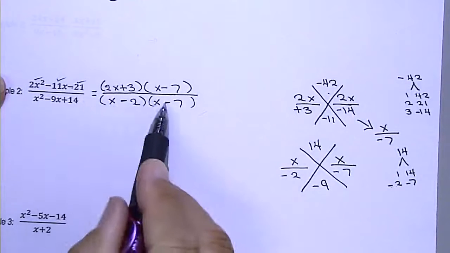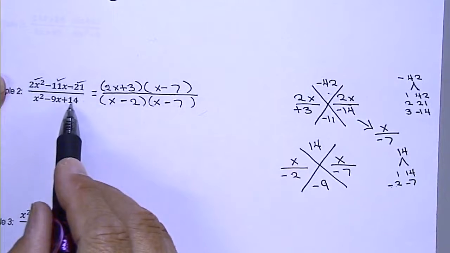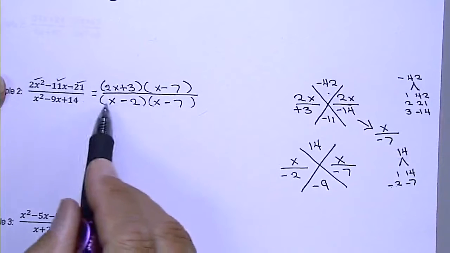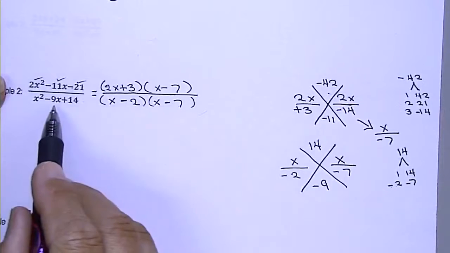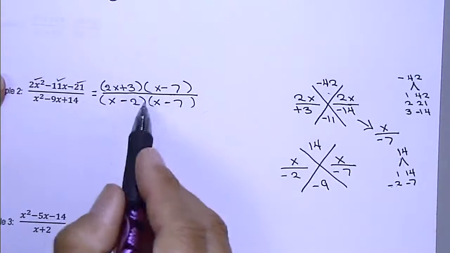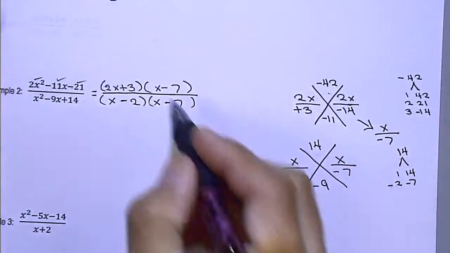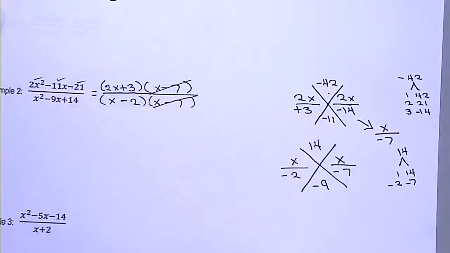I check it. x times x is x squared. Negative 2 times negative 7 is a positive 14. This gives me a negative 2x. This gives me a negative 7x, which combines to give me a negative 9x. And I'm good. And now I can see this, everything in parentheses, we treat as if they're single terms. They're being multiplied, therefore they can be reduced.